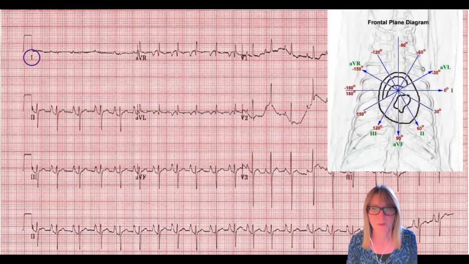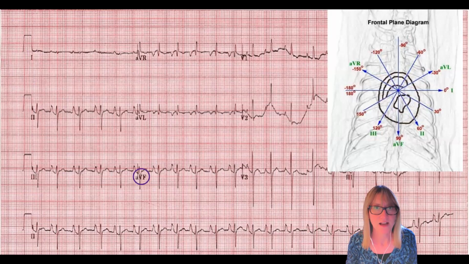Then I need to look at my frontal plane diagram, and here it is. Again, think of this as sort of a DV radiograph. That's the plane we're in. And I need to select which lead is perpendicular to that isoelectric lead. Looking at my frontal plane diagram, I see that aVF is perpendicular to lead 1.